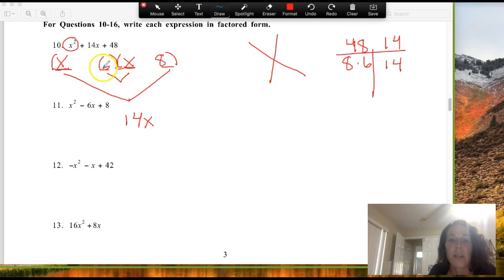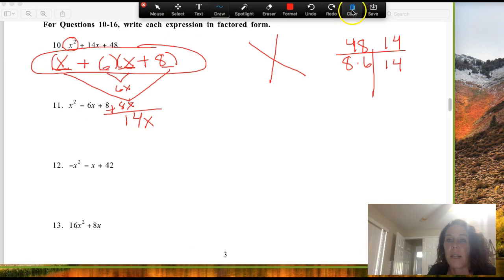Now I check my inner terms, 6 times x is 6x, and I check my outer terms, 8 times x is 8x. Do they add to be my middle term? They do. So I know I factored it, x plus 6 times x plus 8, and there I have it. All right, on to the next one.